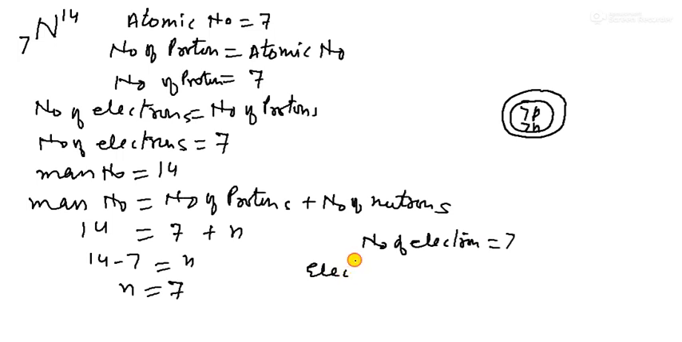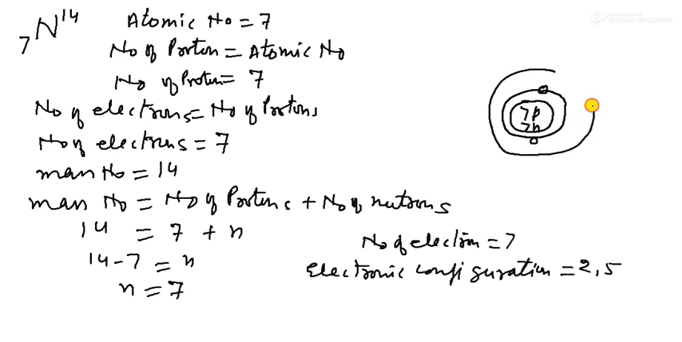So the electronic configuration is 2 and 5. That means the first orbit has 2 electrons like this, and the second orbit has 5 electrons: 1, 2, 3, 4 and 5. So that is the electronic configuration, the structure of the nitrogen atom. You can write here: structure of nitrogen atom.